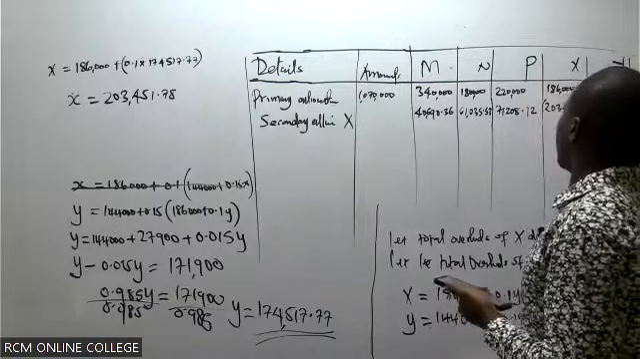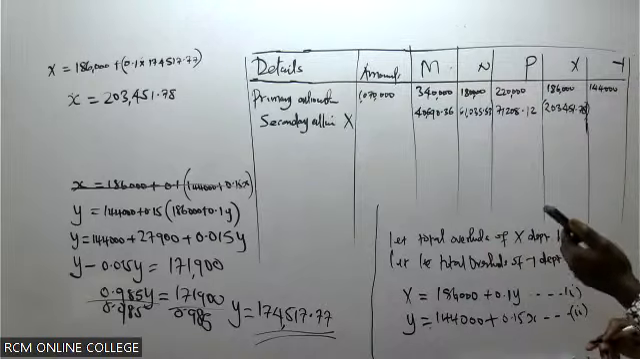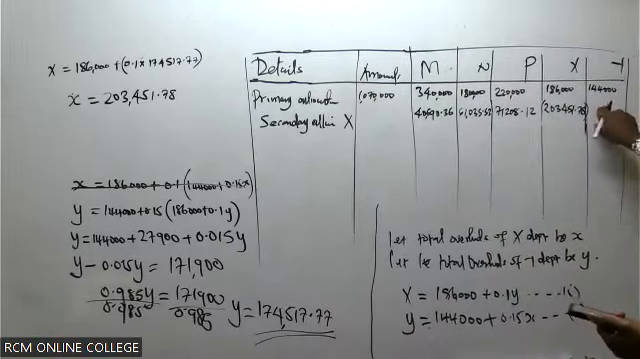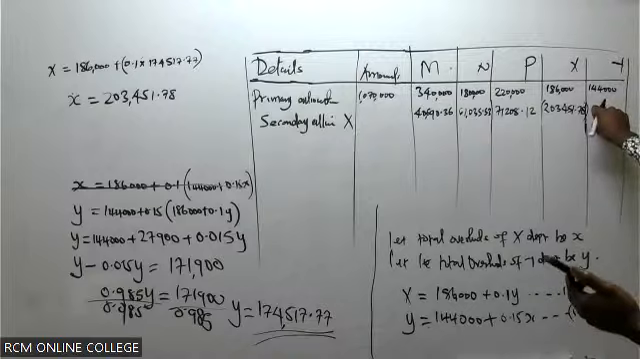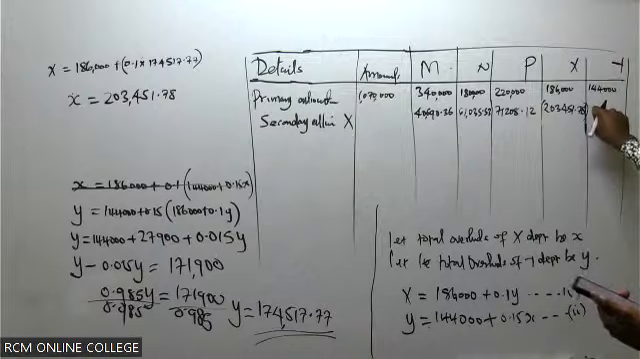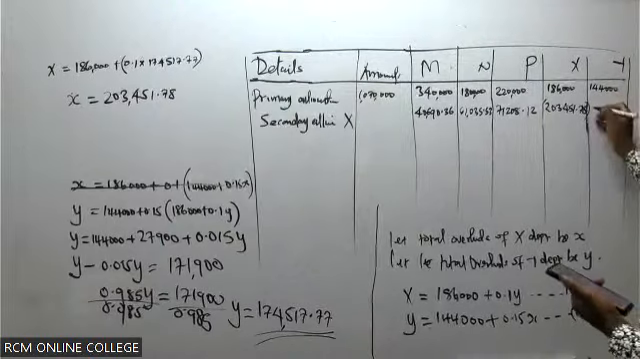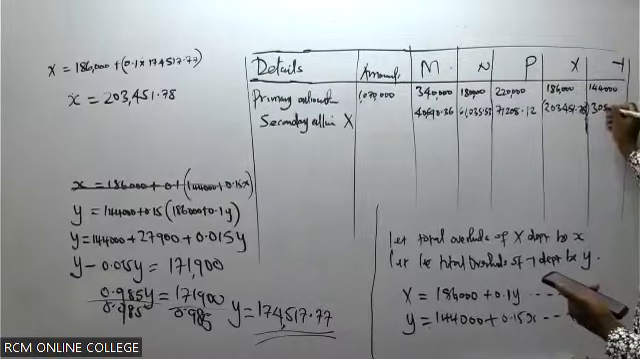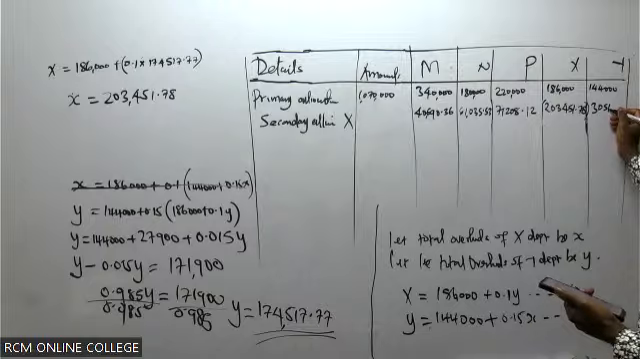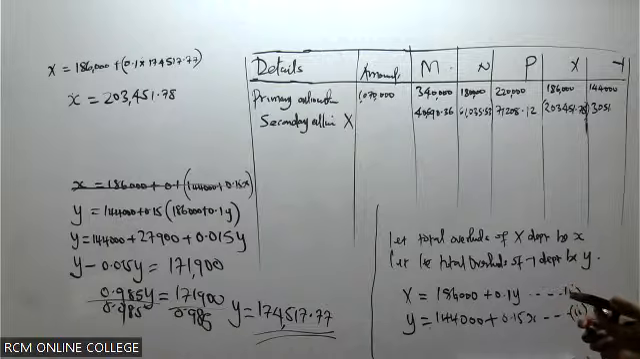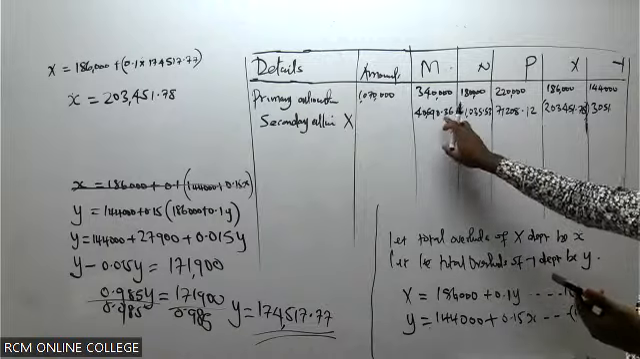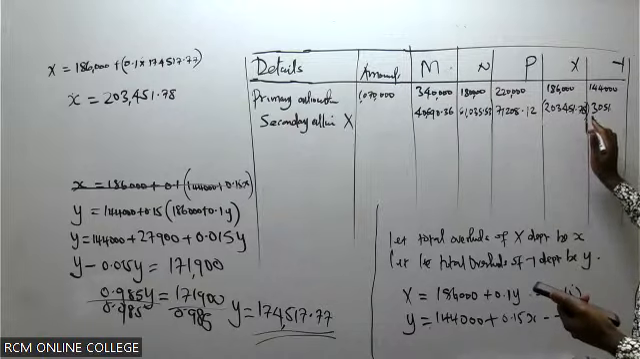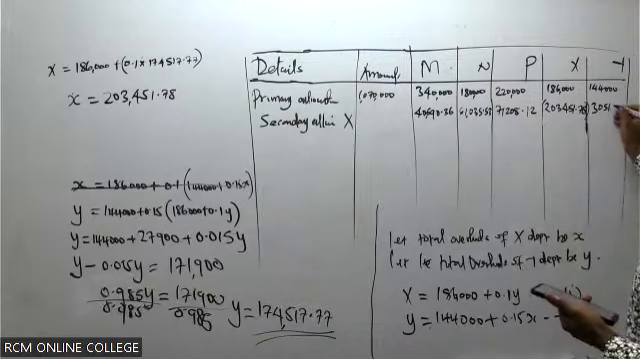7128.12. Then Y is receiving 15%. Y is receiving 15% of that. 15% of that itakuwa ngapi? 3518. 518 or 517? To two decimal places. We have tried to use two decimal places, so let's maintain that. 517.77.